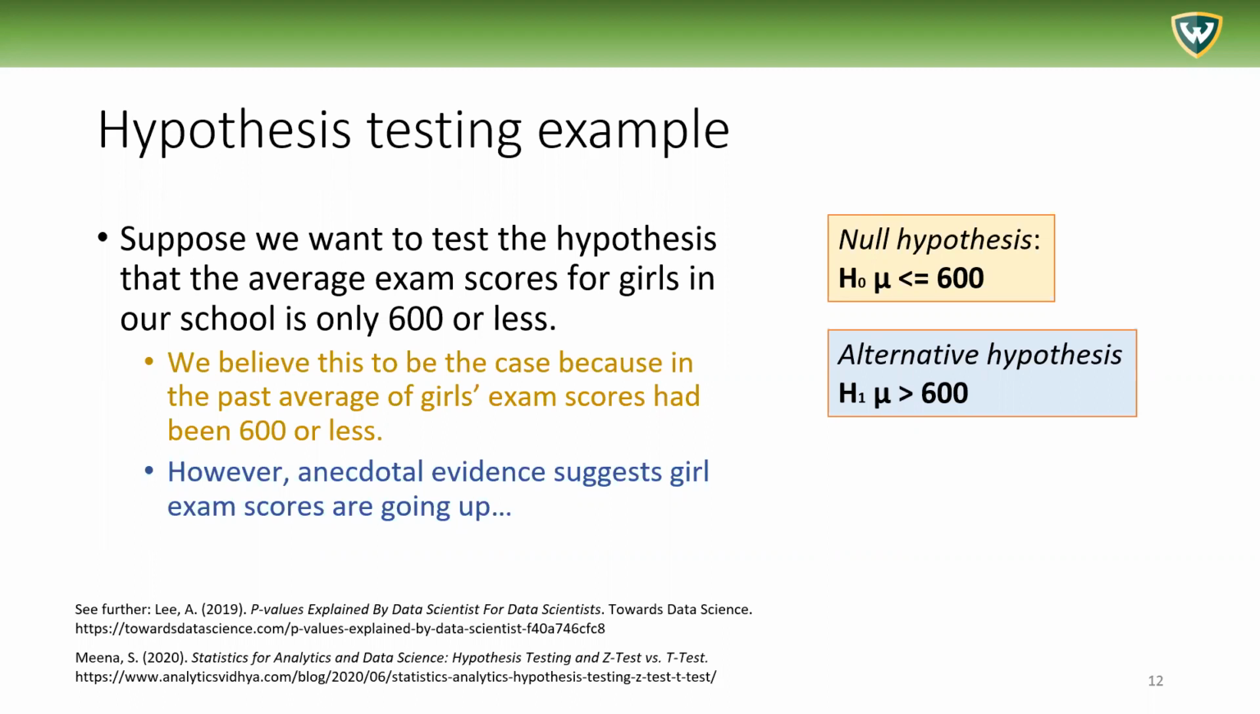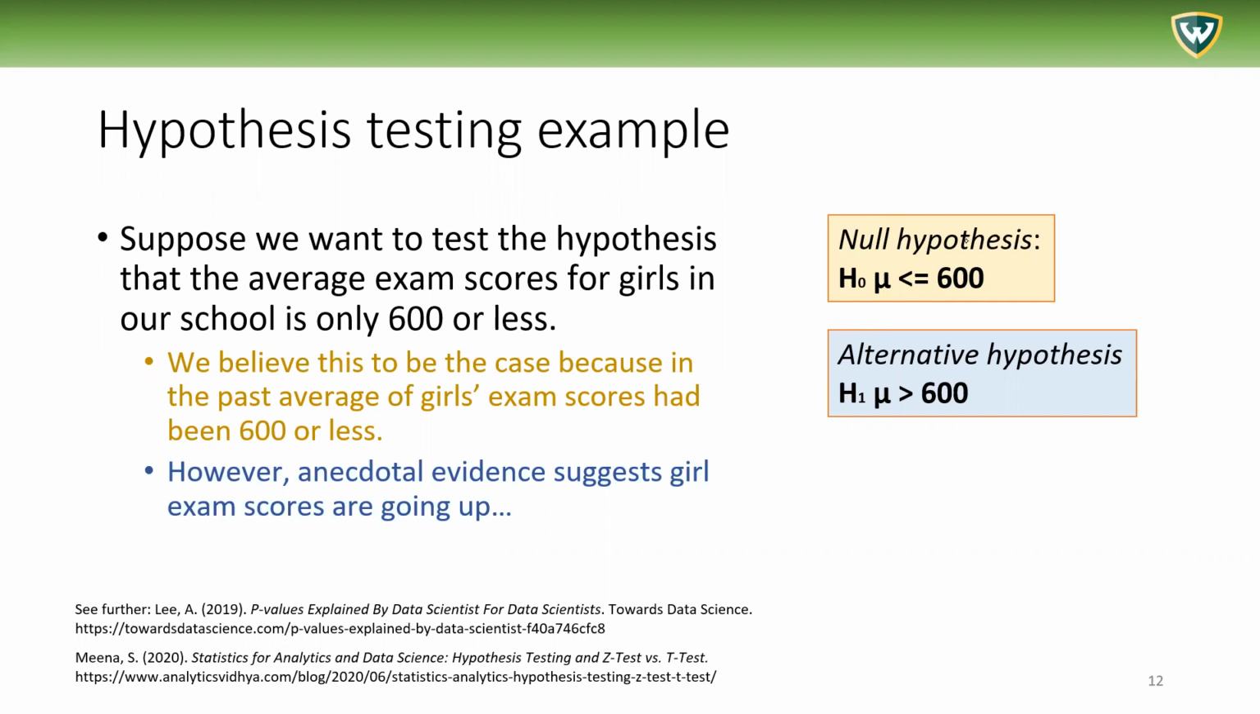It could be boys. You know, girls usually have higher academic scores than boys. So there's nothing to think much about this. It's good though to compare only for girls and boys because indeed there are two distinct distributions. So that's the rationale for thinking of one or another. And so we believe this to be the case because in the past, average of girls' exam scores had been 600 or less. But we're getting some anecdotal evidence suggesting that girl exam scores may be going up. So we may test if this is the case.